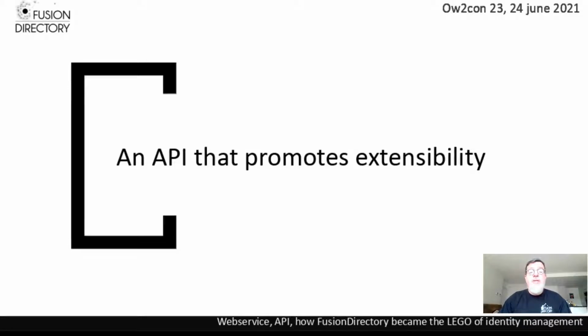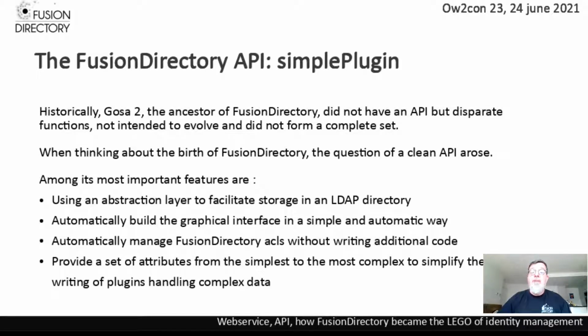First, let's discuss the FusionDirectory API. At first, FusionDirectory, which is derived from GOsa², didn't have an API, but disparate functions not intended to evolve and that did not form a complete set. When we forked to make FusionDirectory, we were thinking about how to make a clean API.